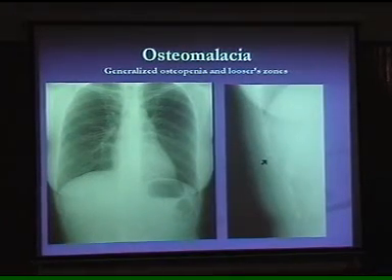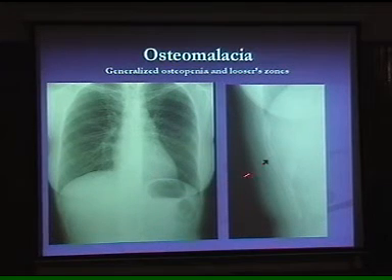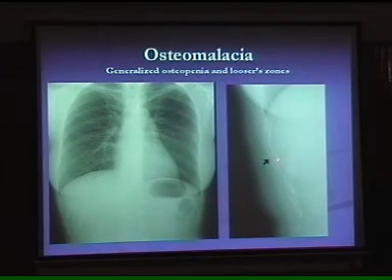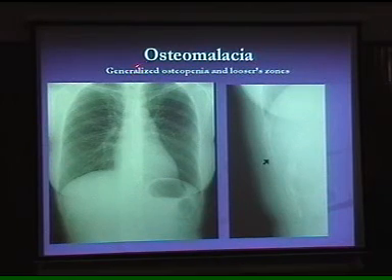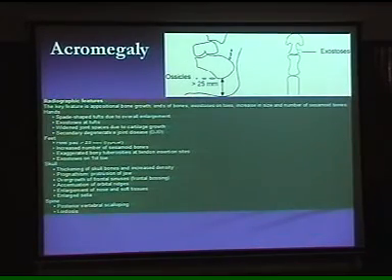I'll just show you here sometimes. Look at these looser lines. That's diagnostic of osteomalacia. But the other thing is generalized decreased bone density. Osteoporosis or osteopenia you can find in these patients, in addition to looser zones.